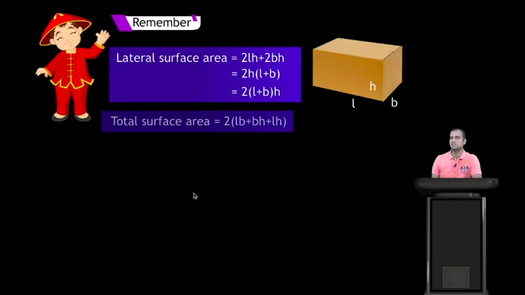What is the lateral surface area? It is 2 into L plus B into H. Then we have TSA. It is 2 into LB plus BH plus LH. And what is the volume? It is L into B into H. So you can write this down, and then you can remember all these terms. Okay, students, let's go further.